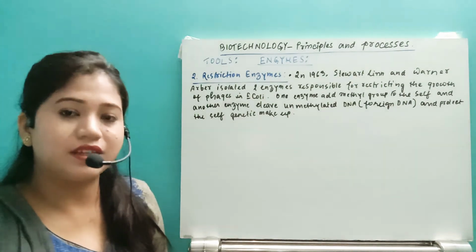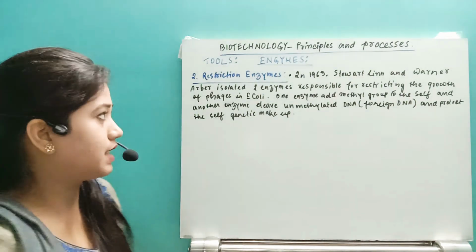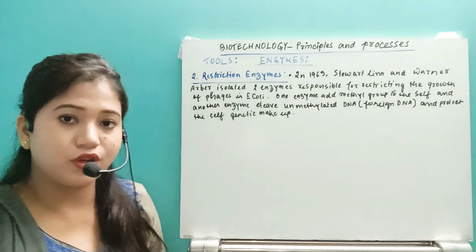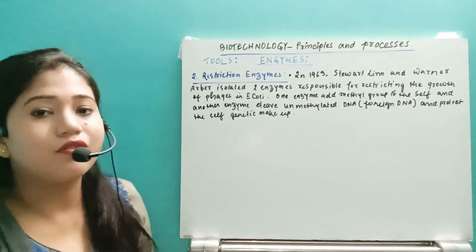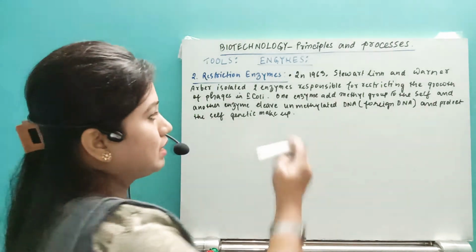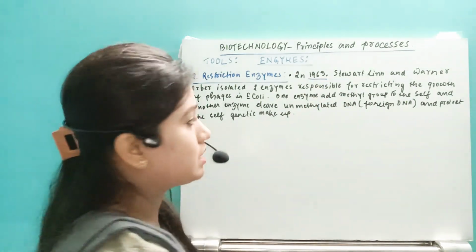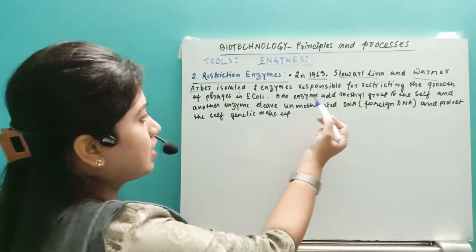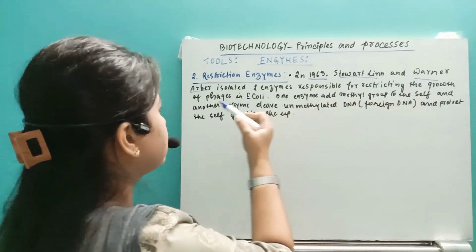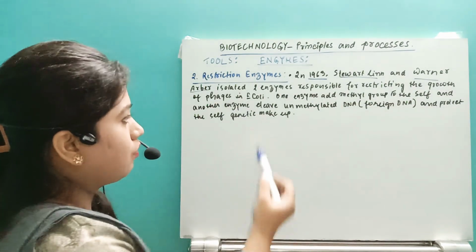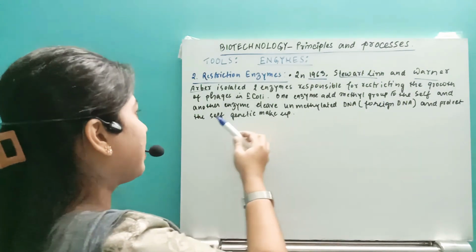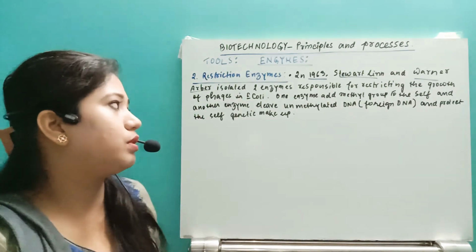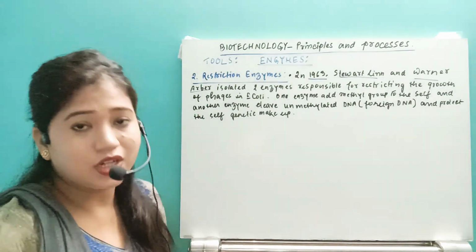So the second group of enzymes are the restriction enzymes. What are the restriction enzymes? This is a molecular scissor, as I have already mentioned, and the discovery first occurred in 1963 by two scientists, Stuart Linn and Werner Arber. They isolated two enzymes responsible for restricting the growth of phages in E. coli. One enzyme adds a methyl group to the self DNA, and another enzyme cleaves the unmethylated or foreign DNA and protects the self genetic makeup.